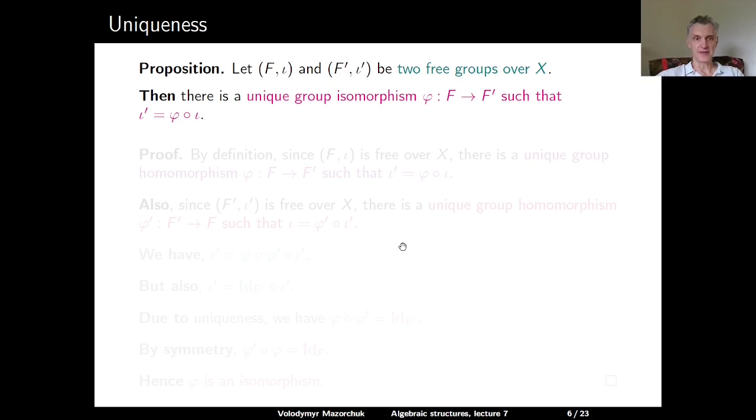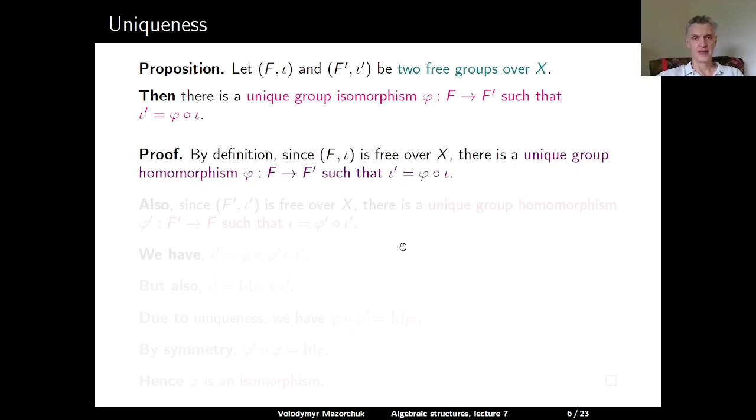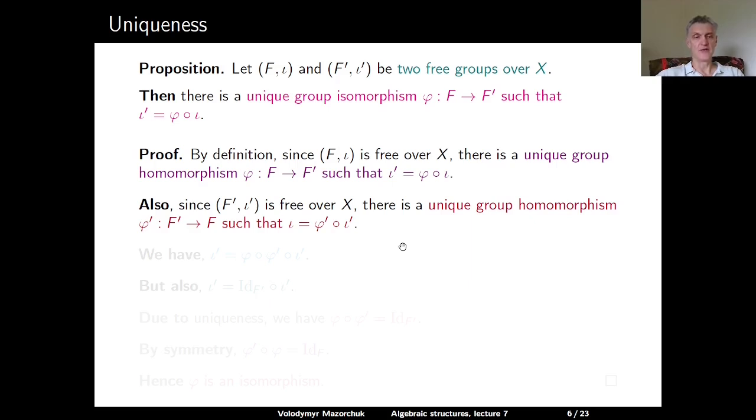Proof: by definition, since F is free over X, there is a unique group homomorphism φ from F to F' such that I' is equal to φ after I. Also, F' is free over X, so there is a unique group homomorphism φ' from F' to F such that I is equal to φ' after I'.